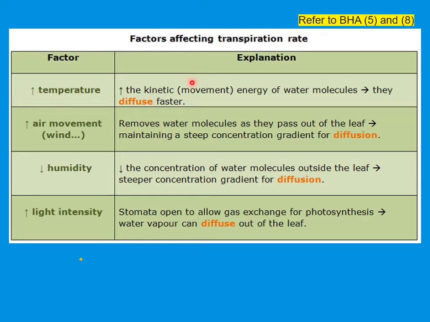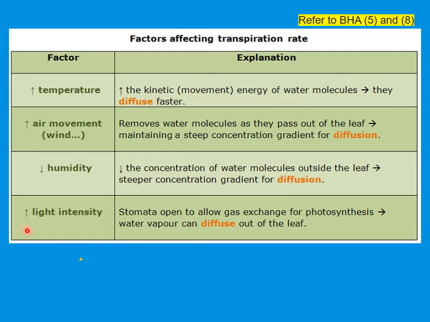High temperature will lead to high transpiration rate. Why? Because there is high kinetic energy or kinetic movement of water molecules which diffuse faster. Okay. Air movement, when it increases, you also increase the transpiration rate due to what? Because when water molecules pass out from the leaf, it will try to maintain the steep concentration gradient for diffusion. Low humidity is required to increase the transpiration rate. Okay, means become more humid, less transpiration. So you can see why when there is high humidity, your transpiration rate is much lower.